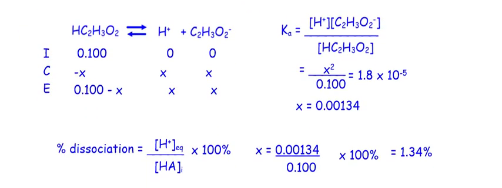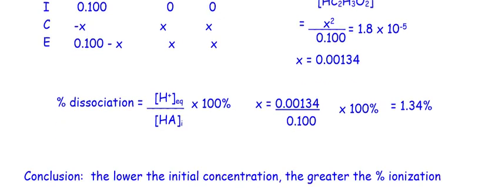What was it over here? 0.424%. This is 1.34, so notice the math is backing up what we said before. The more dilute you have, the higher the percent ionization. So that's our conclusion. The lower the initial concentration, the greater the percent ionization. Hopefully that makes sense to you. All right, so let's go to the next page, see what's coming up.